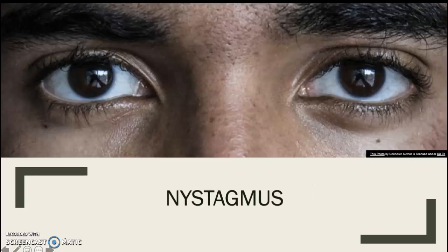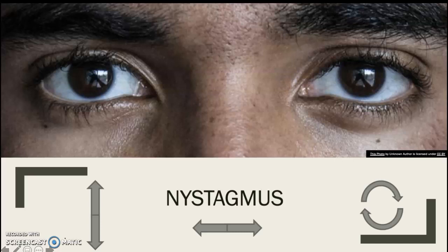To start off this exam, it's easiest to perform the nystagmus assessment. Nystagmus is when the eyes move rapidly and involuntarily back and forth. Different types of nystagmus can be broken down based on the direction of eye movement. You can have vertical nystagmus, horizontal nystagmus, or a combination.